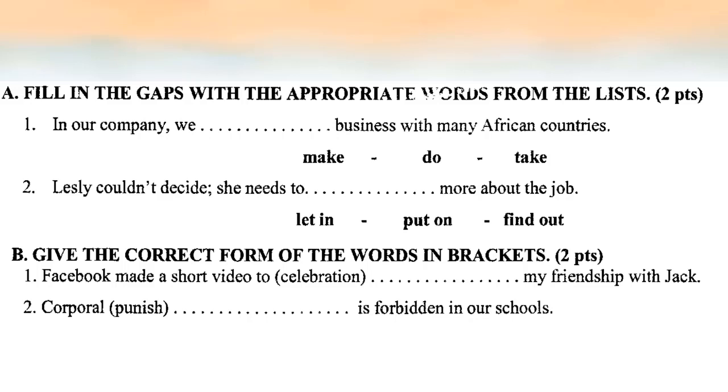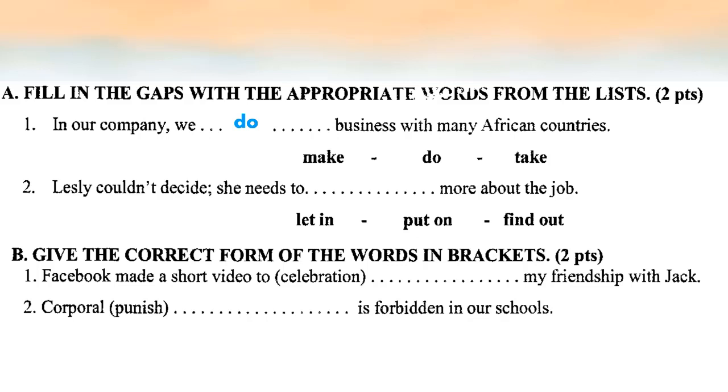Number 1 is for collocation. As you know, collocation is a combination of two words that frequently go together. For example, business. Do we say make business, do business, or take business? Of course, you need to go and revise make and do collocations. The right one here is do business. To do business means to work with many African countries. This is the meaning of the collocation, do business.